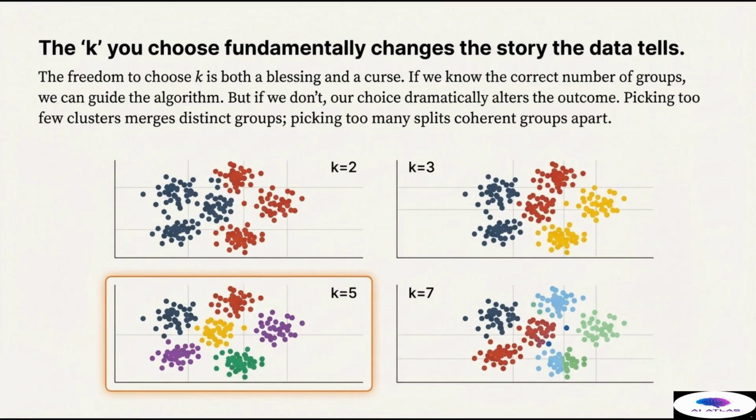You can see the consequences visualized here. If we pick too few clusters, such as k equals 2, the algorithm is forced to merge 2 or more distinct natural groupings into a single large cluster. Conversely, if we pick too many clusters, for example k equals 7, the algorithm will artificially split naturally coherent groups apart, creating subgroups that may not have any real-world meaning. Choosing the optimal k often requires trial and error, domain knowledge, and external evaluation methods to ensure the resulting clusters accurately reflect the underlying structure of the data and serve the desired analytical purpose.